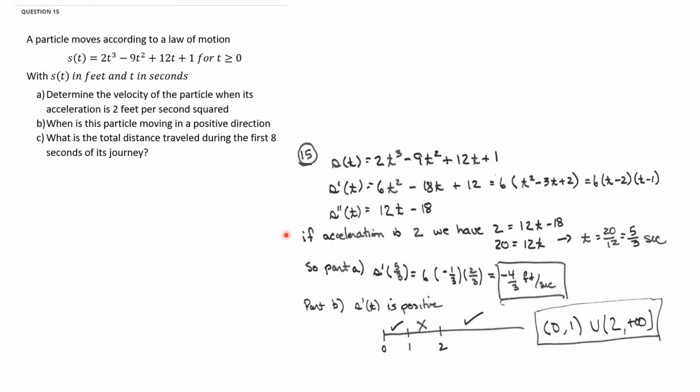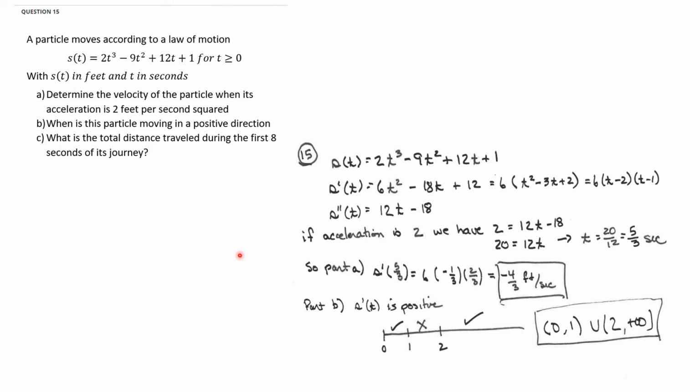Part A asks: if the acceleration is 2, what's the velocity? So we have to find the time. We substitute 2 in for the acceleration, so 2 equals 12t minus 18. We get that t is 20 over 12. If you reduce that, dividing 4 into both terms, you get 5 over 3.